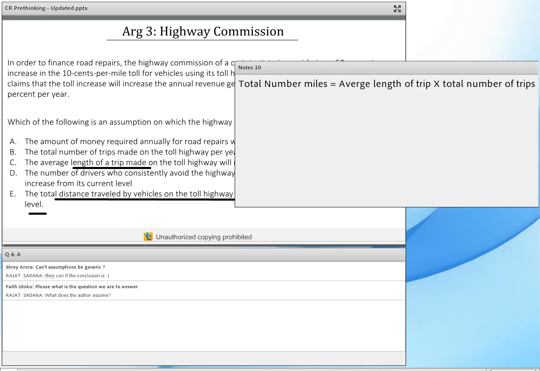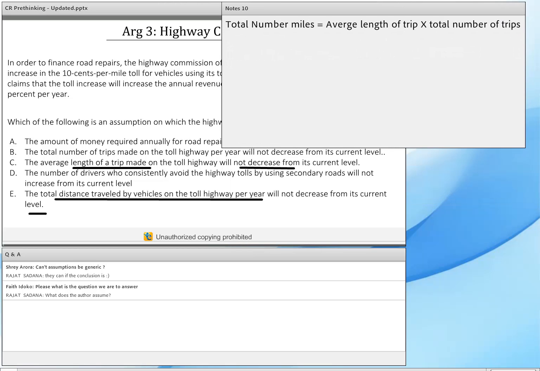Because you have two entities, if the total number of trips decreases, then the average length of trips can compensate for it. You can't really say for certain the total number of miles will go down. If the average length of the trip decreases, then the total number of trips can increase to compensate for it. Because the total number of miles is dependent on two variables, you can't really say for sure that if one decreases, the total number of miles will decrease for certain. Okay, Rupen, does that help with C?